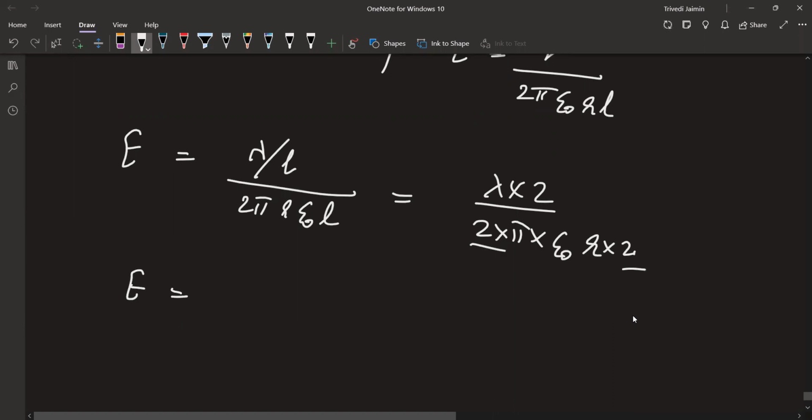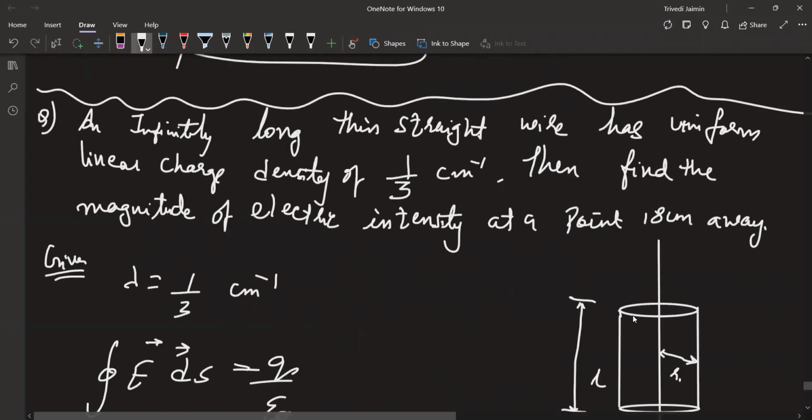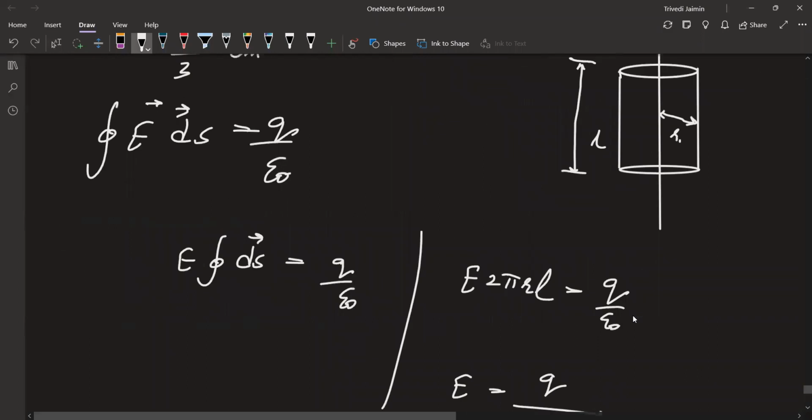This will give you 4. 1 by 4 pi epsilon naught will give you 9 into 10 to the power 9, into 1 by 3, into 2, into 18 centimeter.